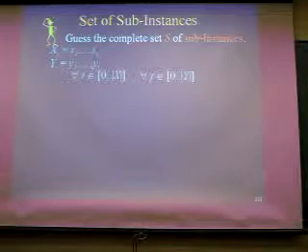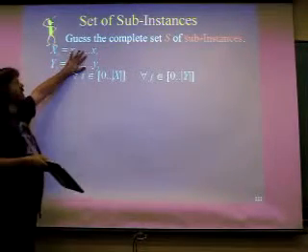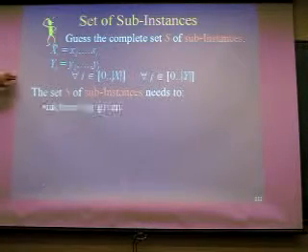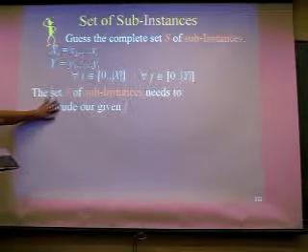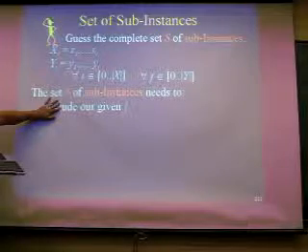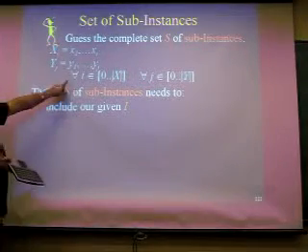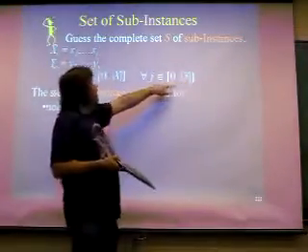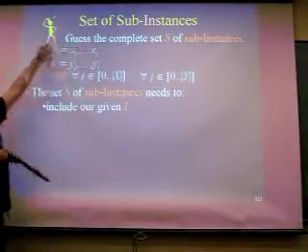All right, so we guess this set of sub-instances and we want to make sure it has the right properties. The first property is that it includes our instance. Does it include our instance? You just set I to be the length of X and J to be the length of Y, and then you get full X and Y.